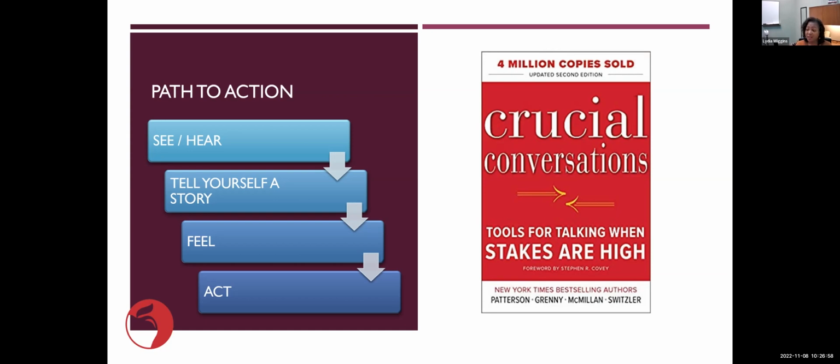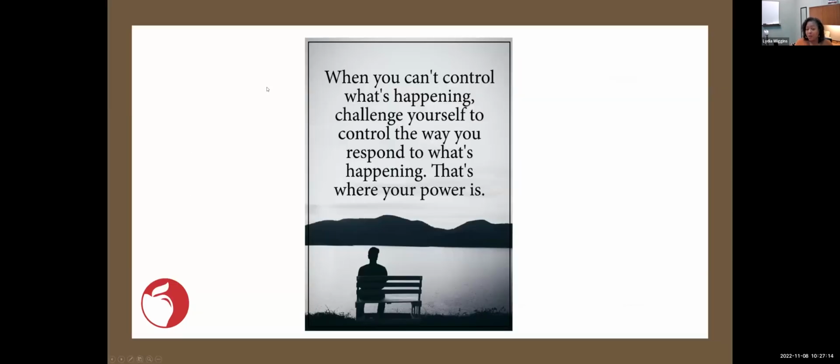You hear or see something. You have to reinterpret that, reflect on it. You tell yourself a story, but then you go and ask the person what could potentially be the issue. You feel how you're going to feel about it, and then you create an action plan based on your next steps. When you can't control what's happening, challenge yourself to control the way that you respond to what's happening. That is where your power is.